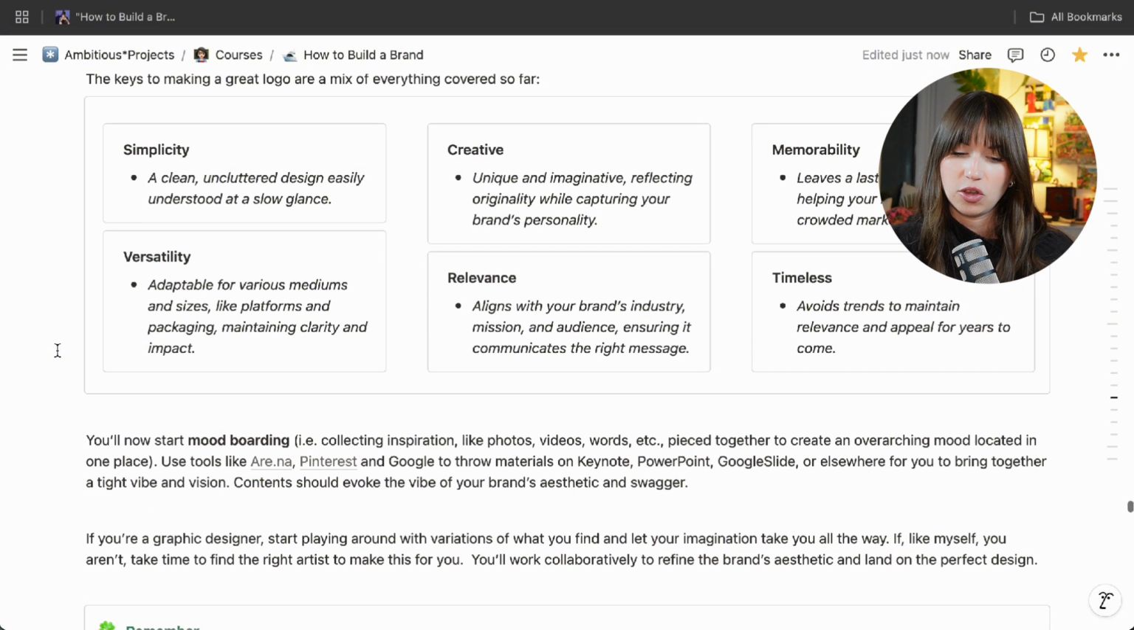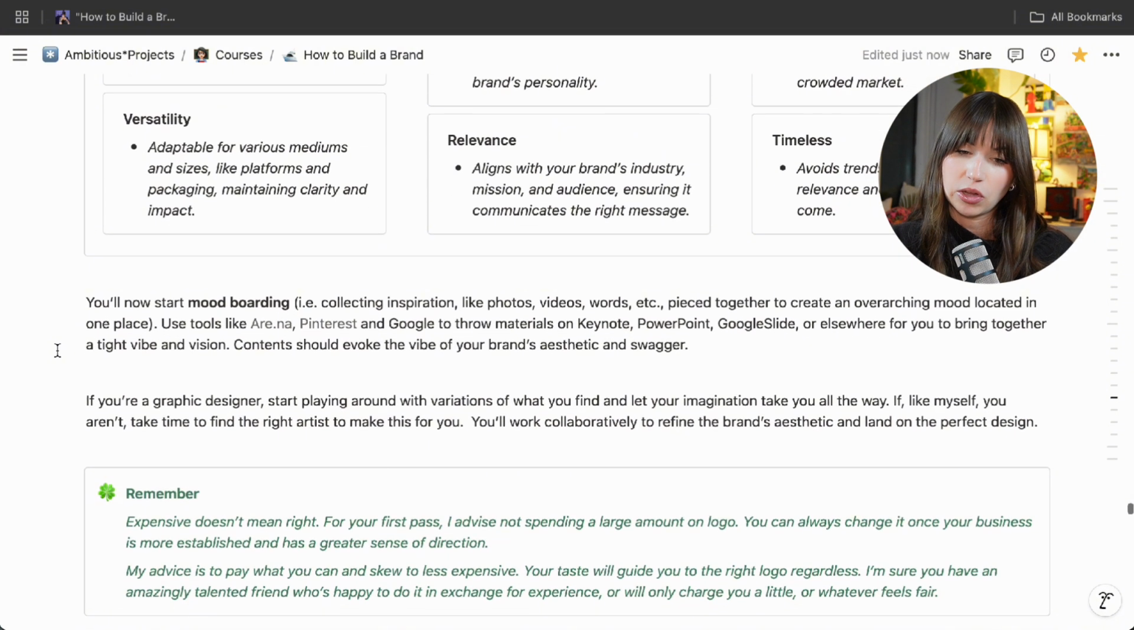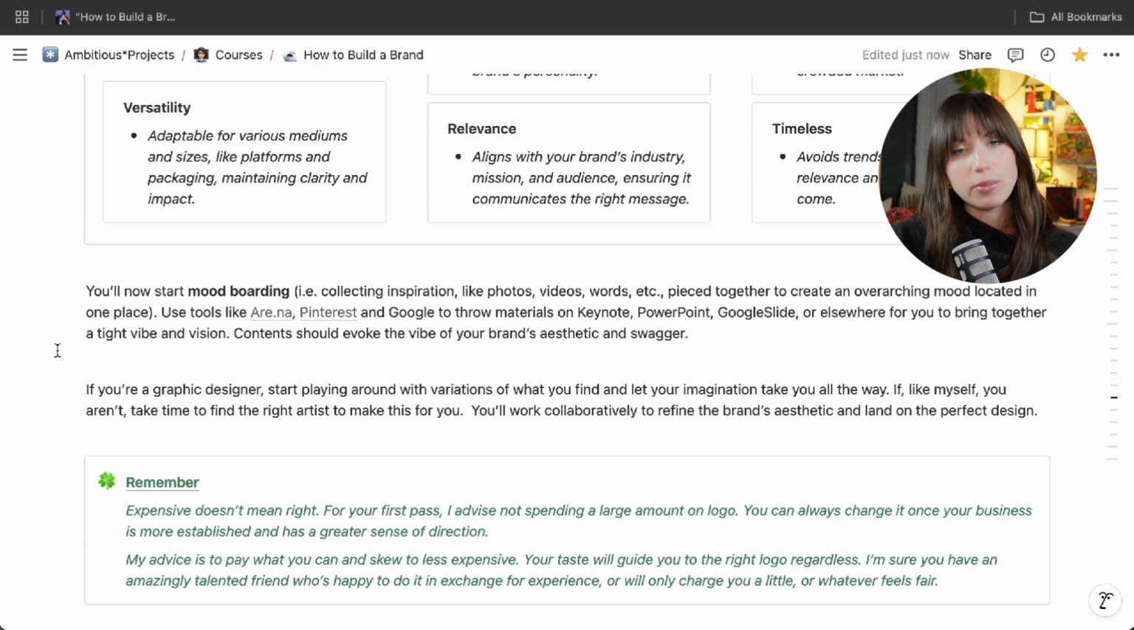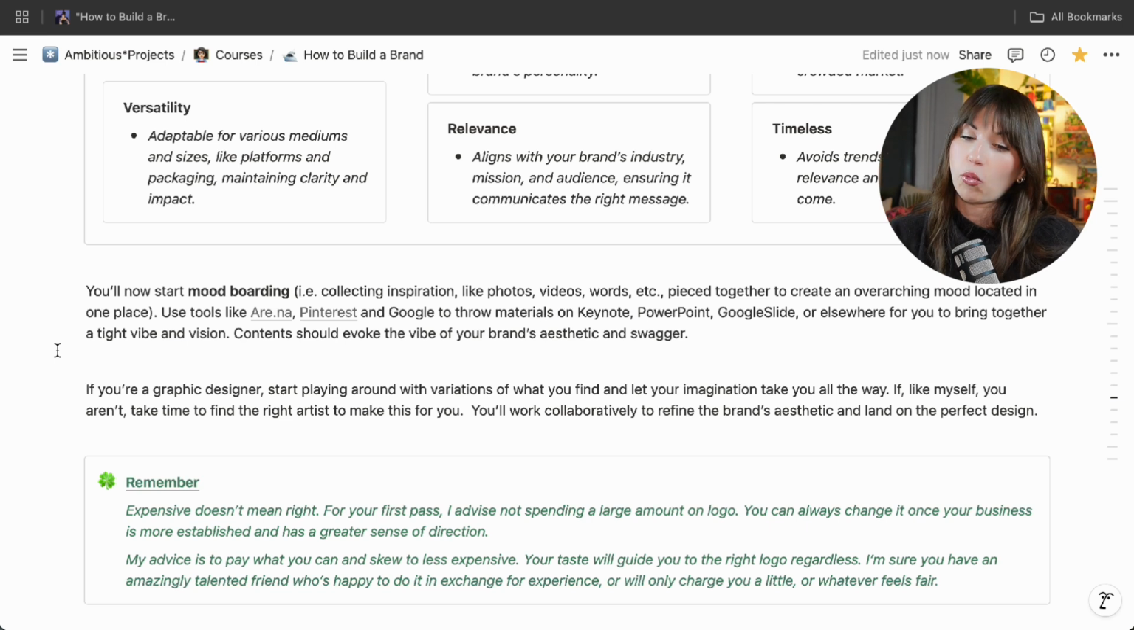As you begin your journey in creating your logo, you will start by mood boarding. And this is collecting inspiration in the form of videos, photos, color swatches, text, anything that strikes a chord with you that feels like, oh yeah, that's totally my brand. And you can use tools like Arena, Pinterest, Google searches, find anything, and you're going to need to put it onto one slide.